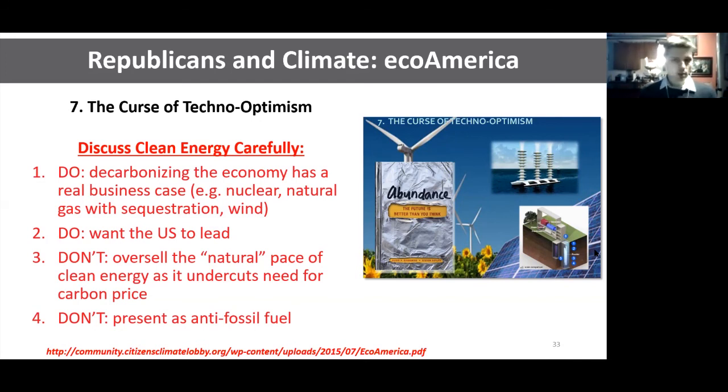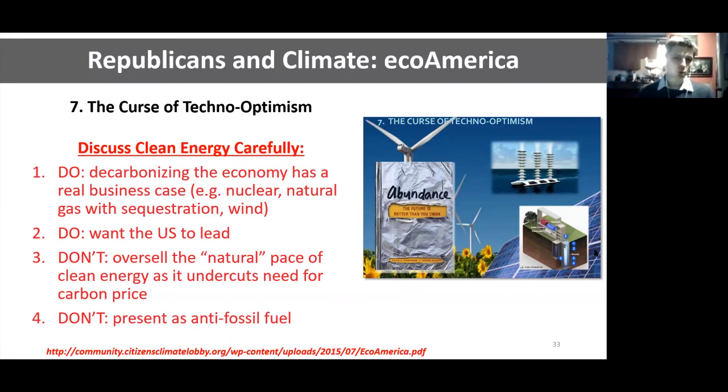We don't want to oversell, however, the natural pace of clean energy as it undercuts the need for a carbon price. I've personally experienced this many times. I've gone to presentations where it's like, oh my God, renewables are growing so fast and they're all over the place. And in 10 years, the whole world's going to be solar, which I don't personally believe is true. But they'll make claims that sound pretty outrageous. And I hope it's true. I don't think it's going to be true, but I walk away thinking, well, boy, then what the heck, what do we need a carbon tax for? Why do we need a price on carbon?